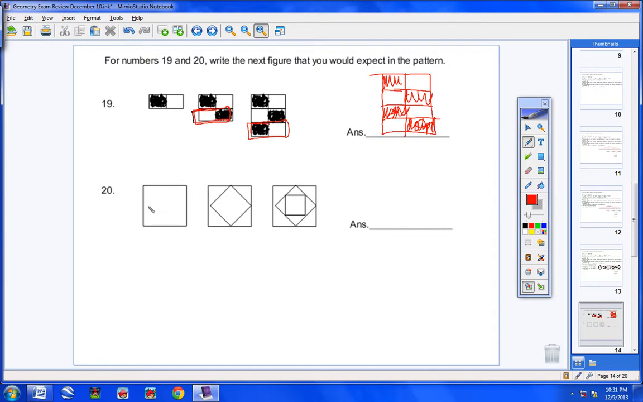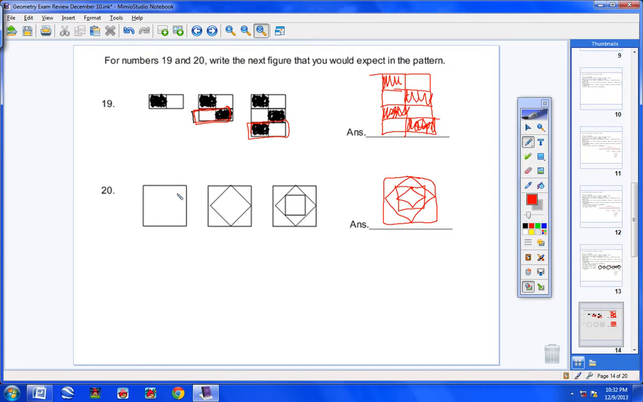And then here we start off with a square, then we draw a diamond inside of the square, then we draw a square inside of the diamond. So then the next figure, I'm going to make a conjecture, would be putting a diamond inside of a square like this, and then next would be a square inside of a diamond, and then a diamond inside of a square, so on and so forth. So we start off with a square, then a diamond inside, then a square inside, and then a diamond inside.